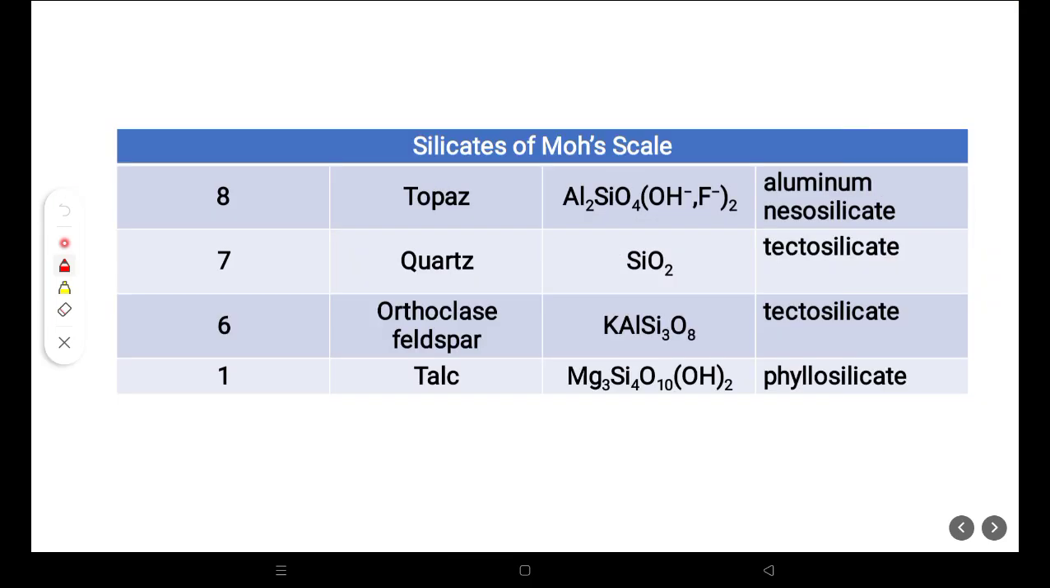Here the silicate minerals have been separated out from this table, and we have also provided their silicate structure. Talc has a phyllosilicate structure, orthoclase tectosilicate, quartz tectosilicate, and topaz nesosilicate. So this also you can remember, this is very important.